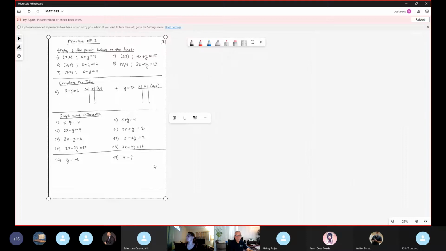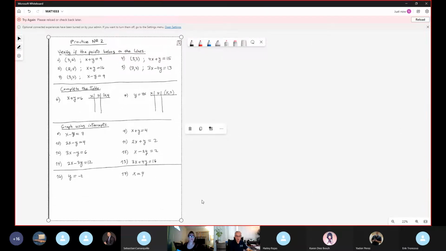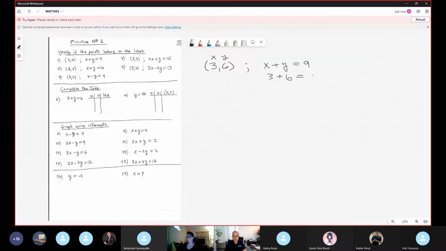Okay, this is a typical problem in which you have an equation and you have a point, and you verify if it belongs or not. Let's just plug it in. For example, the first one is (3,6), and the equation is x plus y equals 9, and you verify. This is x, this is y. So 3 plus 6 is 9. Of course, yes. 9 equals 9. The answer is yes.